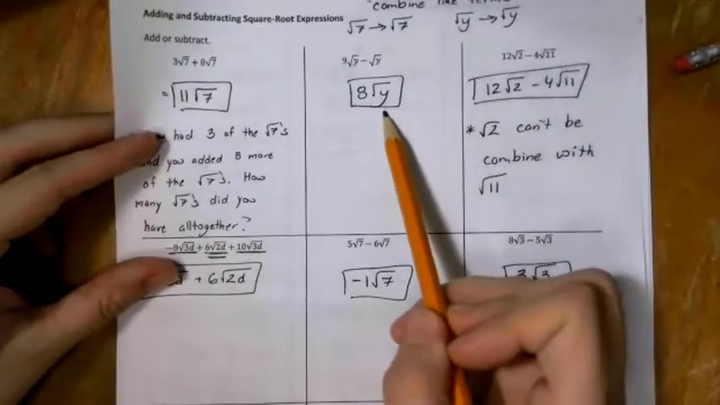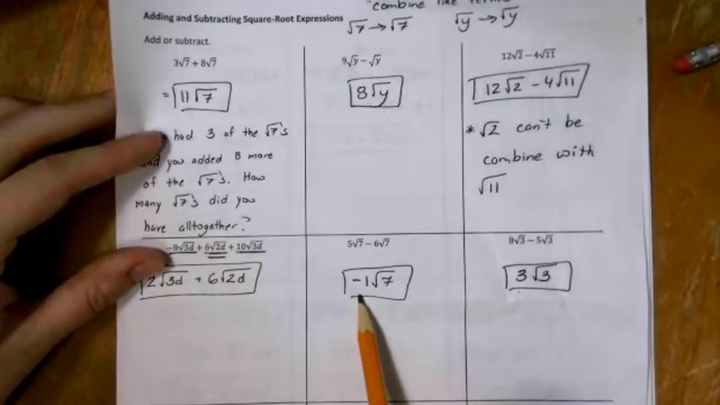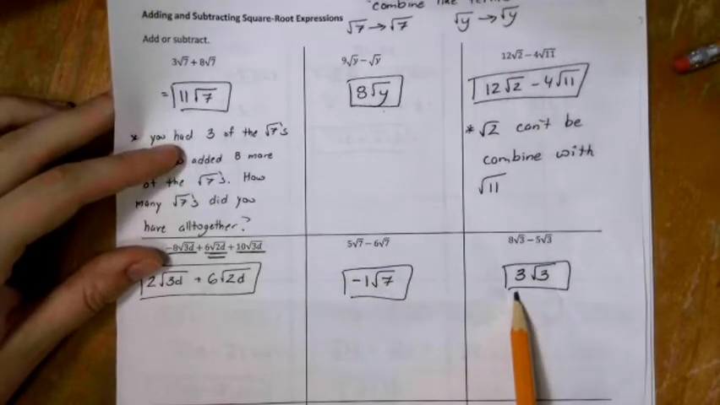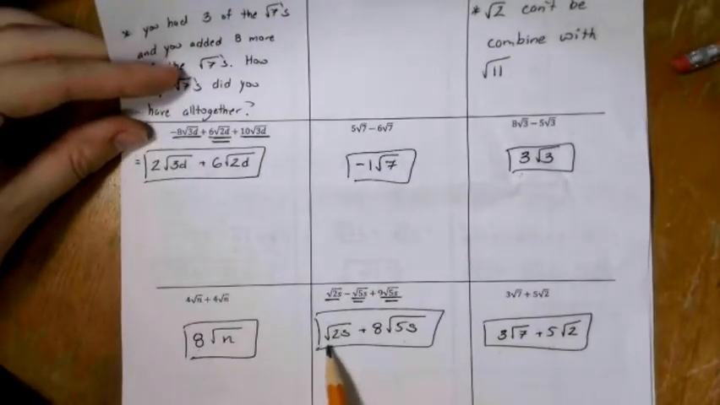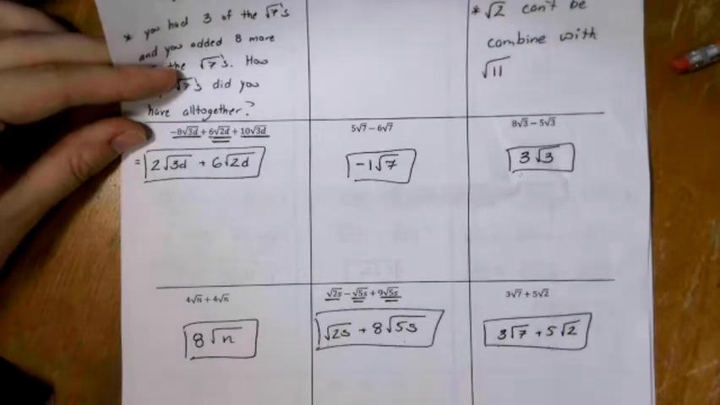All right, you should have gotten 8y for the top middle. Negative 7 root 7, or negative 1 root 7 for the middle. 3 root 3 for the middle right. 8 root n for the bottom left. Root 2s plus 8 root 5s for the bottom middle. And then 3 root 7 plus 5 root 2 for the bottom right.